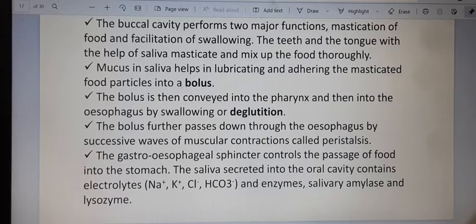So what will be the definition of bolus? The masticated food, along with the mucus of saliva, gets converted into solid food particles, and it is called the bolus.